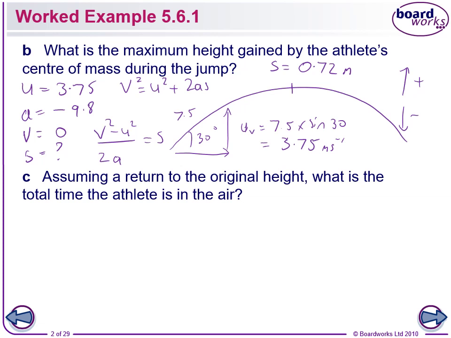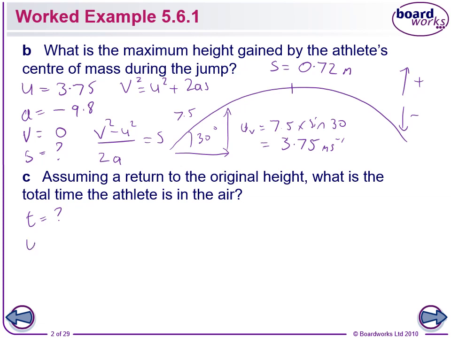They both take exactly the same amount of time. And in fact, if you worked out, well, 7.5, the velocity the ball hits the ground at over here will also be 7.5 at the same angle. It's an exact mirror image. Okay, assuming a return to the original height, what is the total time the athlete is in the air? So in this case, we want T.